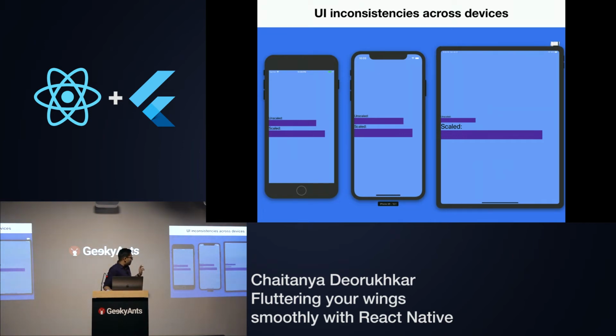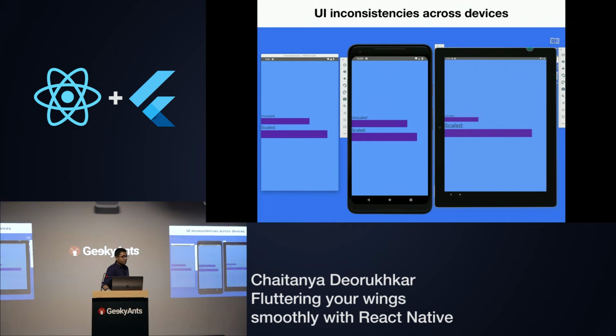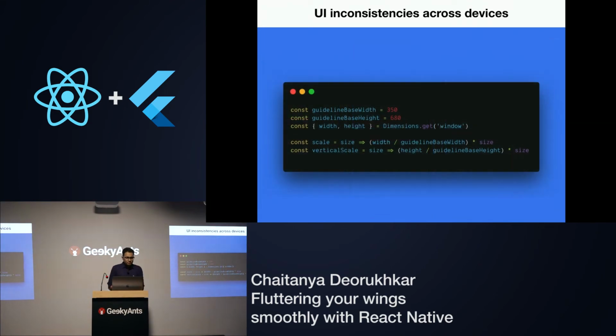If you see, I have an iPhone, an iPhone X and an iPad. The difference is huge the bigger you get with your screens. The same goes for Android. The bigger you go with your screens, the difference becomes very evident. So what were those functions, scale and vertical scale? What I've done is I've taken a guideline base height and width, which is 350 by 680, and then I've applied this really tiny formula to understand what a scaled width and scaled height is. You don't really need to look into this formula right now. You can ignore it for now.